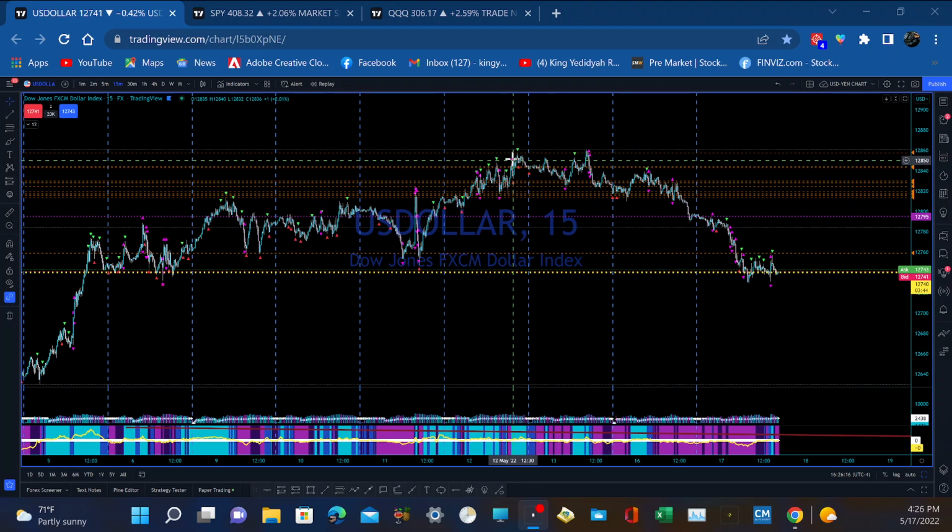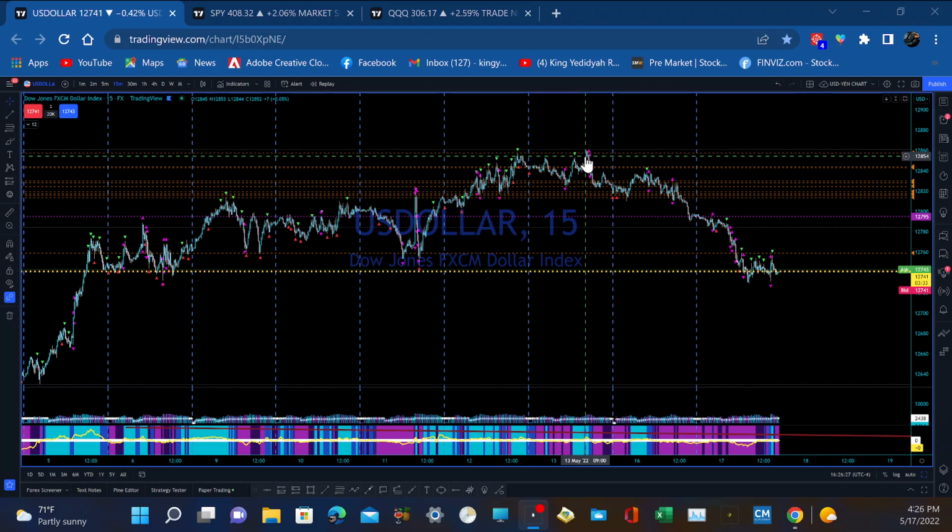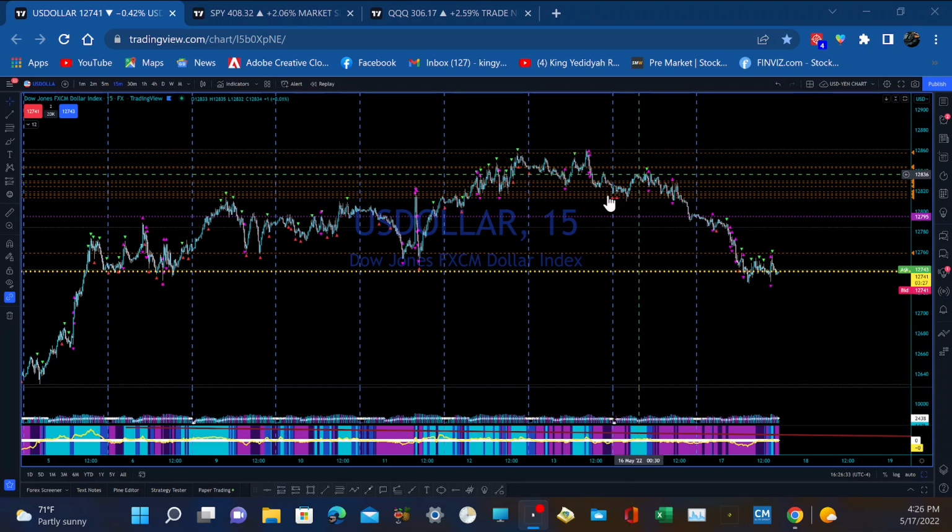Like we had a little double top right here. On what day was this? On the 12th of May we had a top right there, and then on the 13th of May we had another top, and since then we've just been breaking down with a lower high and stuff like that, right?